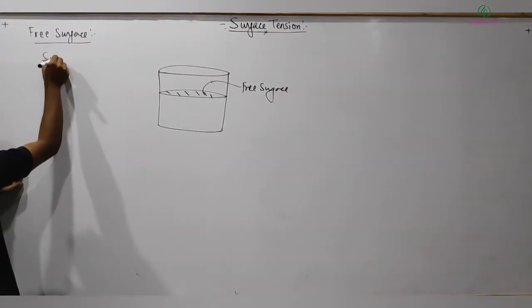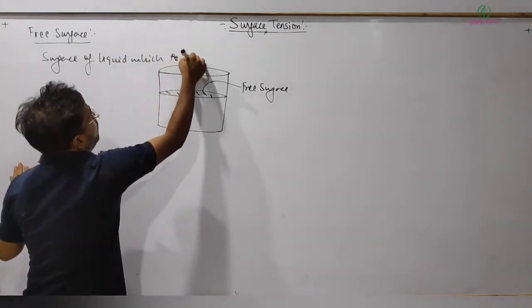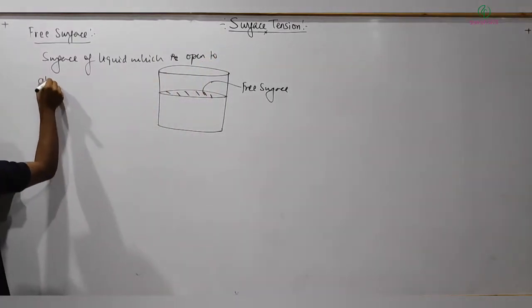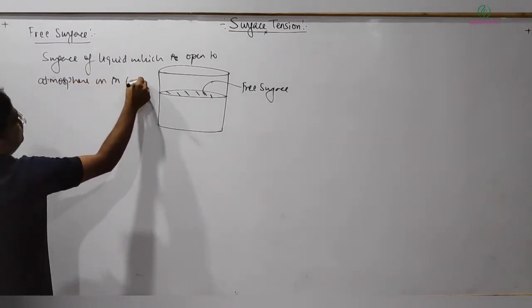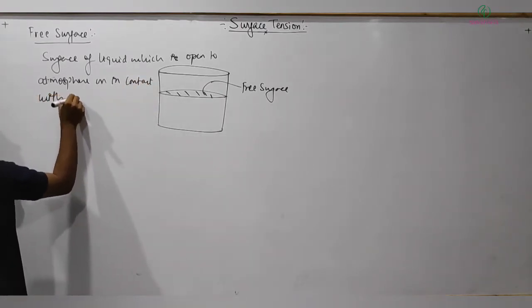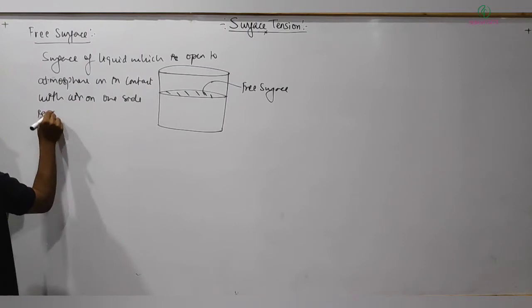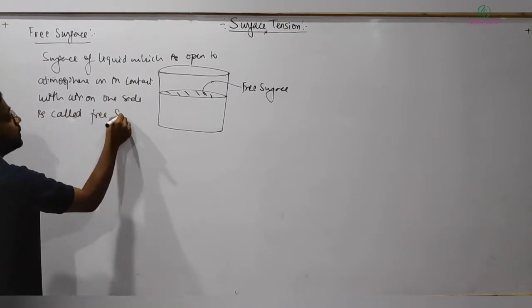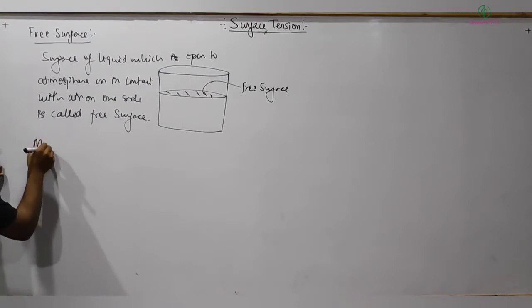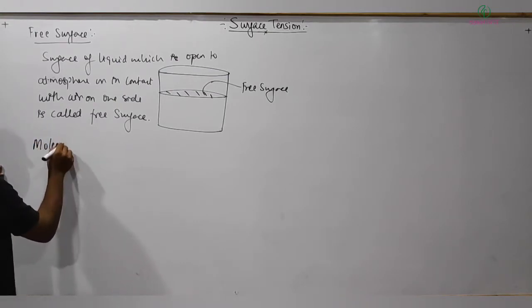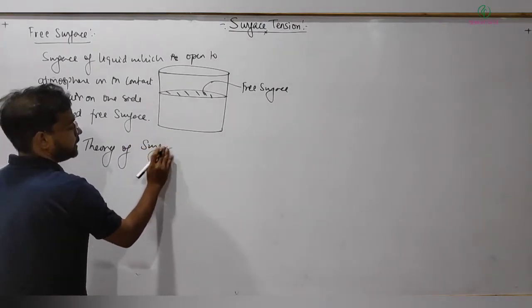So you can say the surface of a liquid which is open to atmosphere, or in contact with air on one side, is called free surface. Okay, all right, so that is just one term. Let's try to understand what exactly happens at the molecular level. So, the molecular theory of surface tension, then I will define surface tension also.